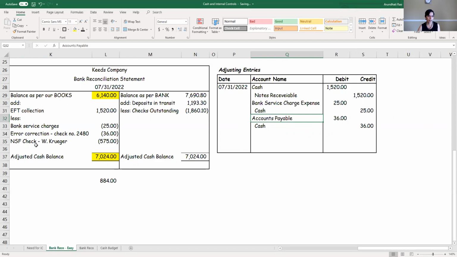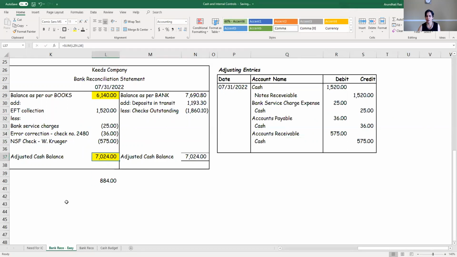Now this last adjustment, unfortunately, again, cash is credit. And in this case, I need to bring that account back in my books. I need to collect from that customer. If you recall, I told you when I received the check, my journal entry would have been cash debit, accounts receivable credit. So I'm essentially reversing that entry to bring the receivable back into my books. Now, when I do this, each of these journal entries, and I post them into the ledger, my cash balance will work out to be 7,024.